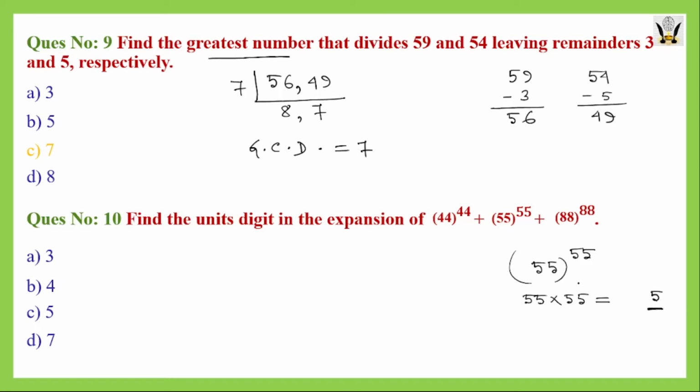So now this way if we continue the whole multiplication for 55 terms, at the units place the digit will be 5. Now let's focus on 44 and 88, those two terms. So the first term is 44 to the power 44 and the third term is 88 to the power 88.